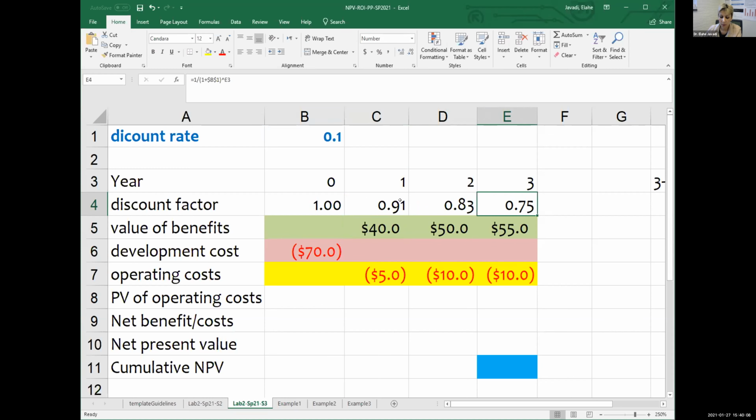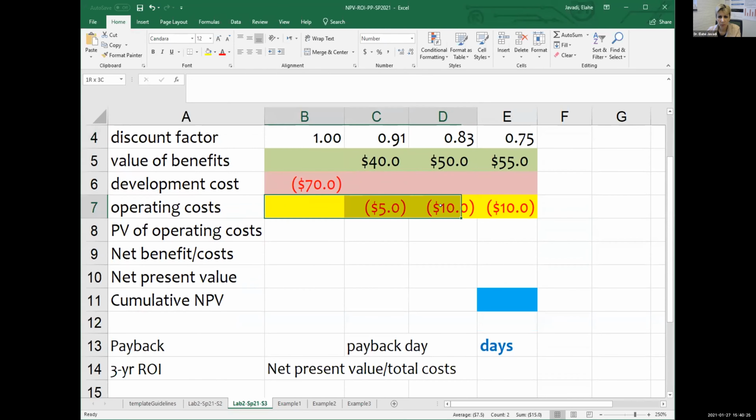This shows that your money is losing value. A dollar earned or spent in year 2, for instance, is worth only 83 cents today based on your discount rate of 0.1. I'm going to delete this one too. Why did I have that? Oh, no, no, I need that. So I'm going to skip row 8 and I'm going to do row 9 that we did together last time.